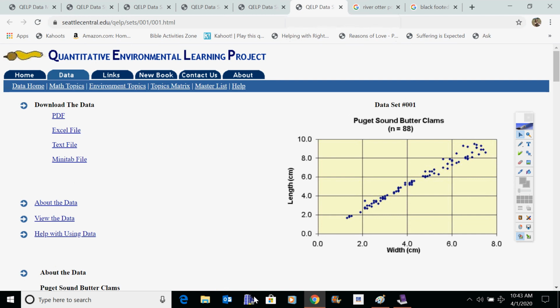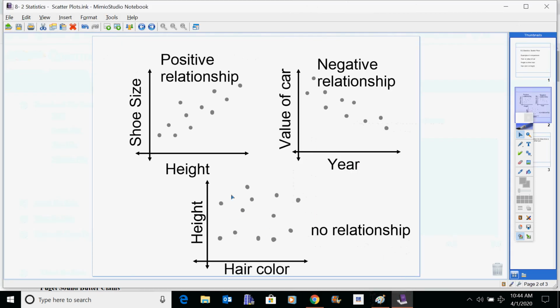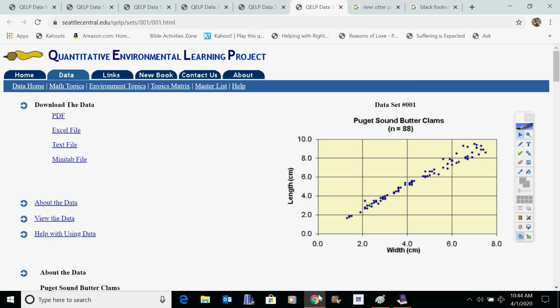And then also this one compared the width and the length of these specific types of clams in the Puget Sound. And we find that these points are scattered all over the place. It's real life data, so it doesn't have to make a straight line exactly, but you have a trend going on. So you have a positive relationship if it's going up to the right, a negative relationship if it's going down to the right, and if there's no relationship at all, you'll just have dots kind of all over the place.